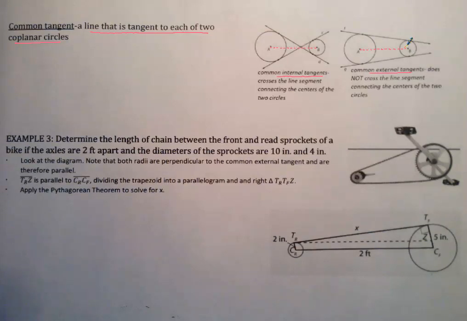So in example 3, it's a little bit tougher. We want to determine the length of chain between the front and rear sprockets of a bike if the axles are 2 feet apart and the diameters of the sprockets are 10 inches and 4 inches. Wait, question. The two lines, are they congruent for external? No. Why wouldn't they be? Because won't they eventually touch? And then that'd be the external point?